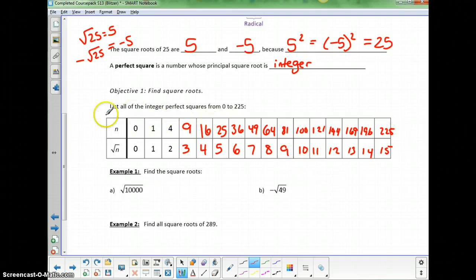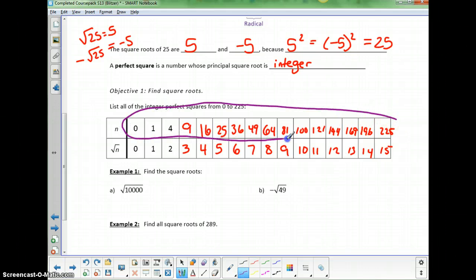So the only numbers that have integer square roots are these perfect square numbers right here. They're perfect squares because their square roots are whole numbers, and you can see that we haven't missed any whole numbers here. We've gone right from the whole number 0 to 15, so no numbers got skipped. So there are no other numbers all the way up to 225 that have perfect square roots.